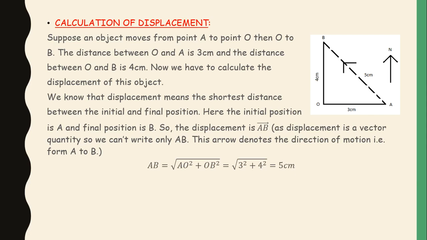Now here the magnitude of the displacement, that is the distance AB, is equal to root over of AO square plus OB square. This happens because here we can see that this forms a right angle triangle. So root over of 3 square plus 4 square is equal to 5 cm.